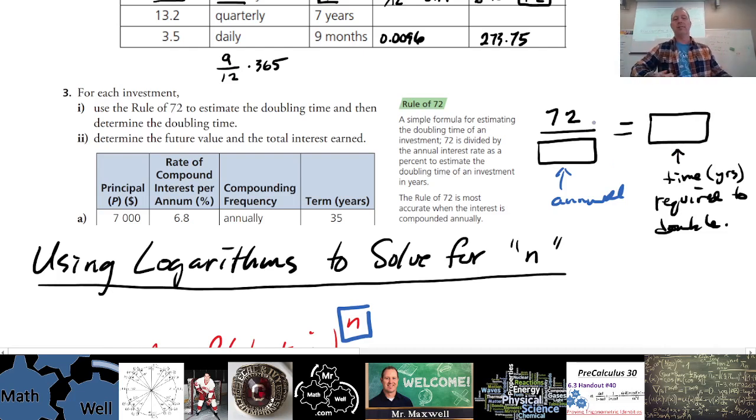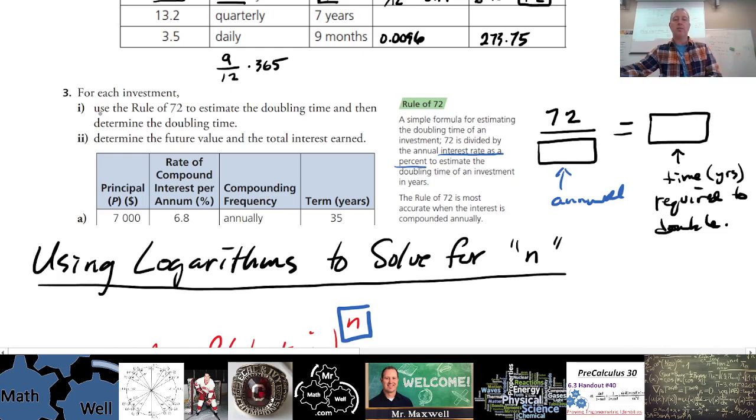So let's say you had $7,000 and you wanted to know how long it would take to double it, okay? Well, you would put your annual interest rate, whatever that is, and you do 72 divided by that annual interest rate, and then you would get the time in years it would take to double that, okay? So that's what the rule of 72 is. The interest rate is as a percent as well, okay? And so that's what you do.